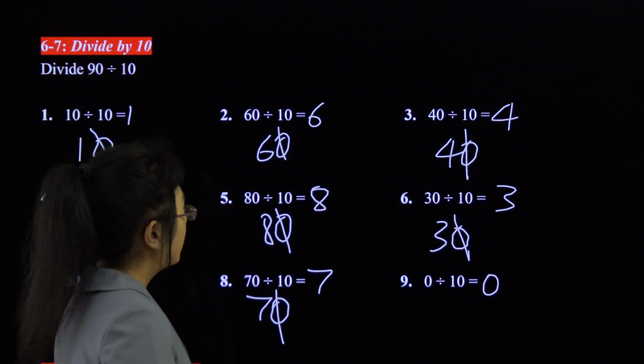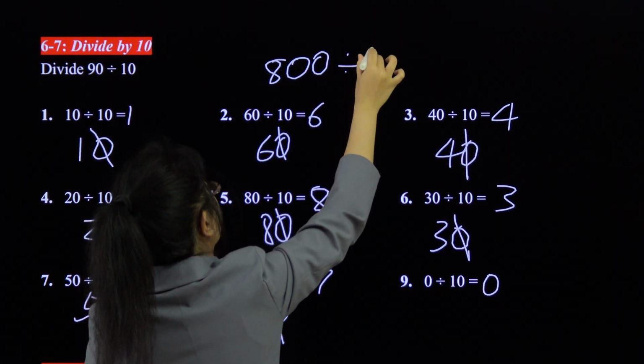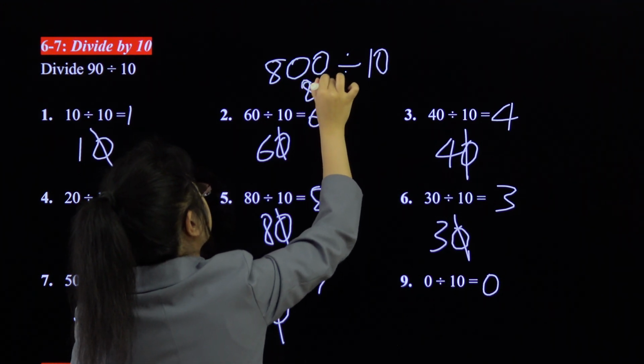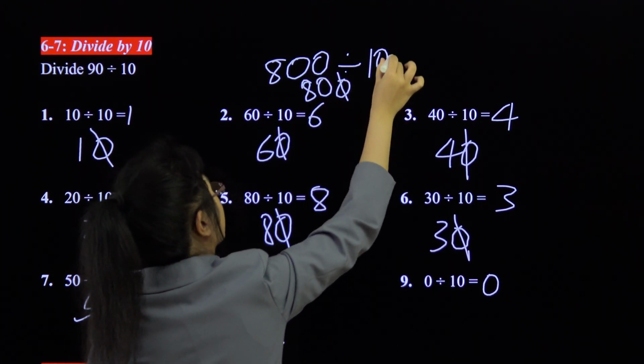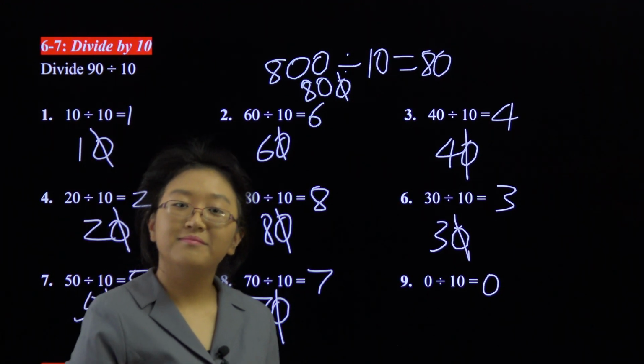Oh yes, this also applies to things such as 800. Say 800 divided by 10. You take 800, and you take off 1 0, and that's 80. Yay!